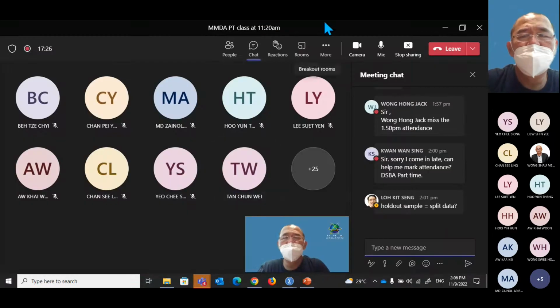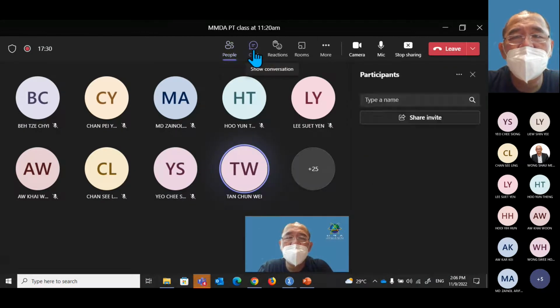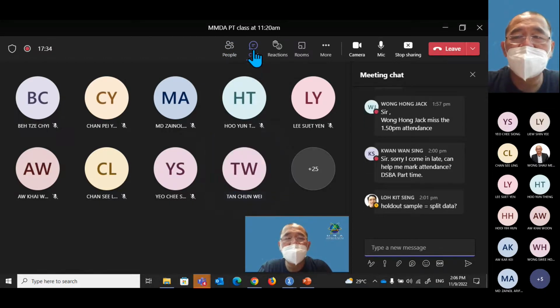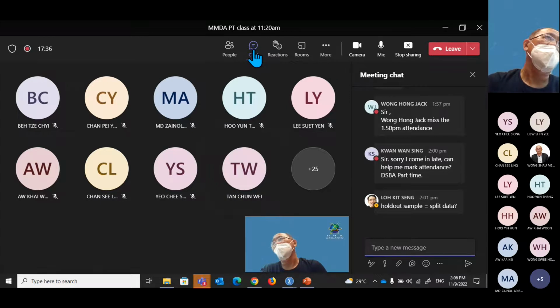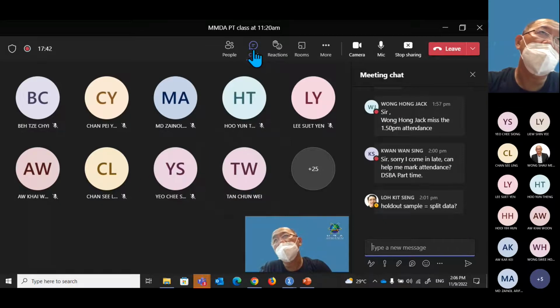Can you set this hold-out sample in SPSS, or do you have to do it manually? Do it manually. Normally it should be done randomly for the sampling. No, this one we cannot do using SPSS. For forecasting, I think yes, but not for multiple discriminant analysis.